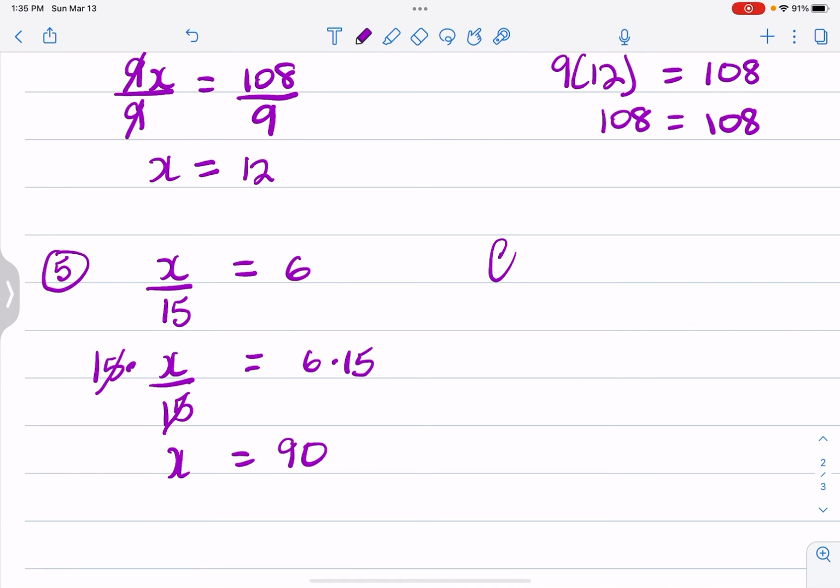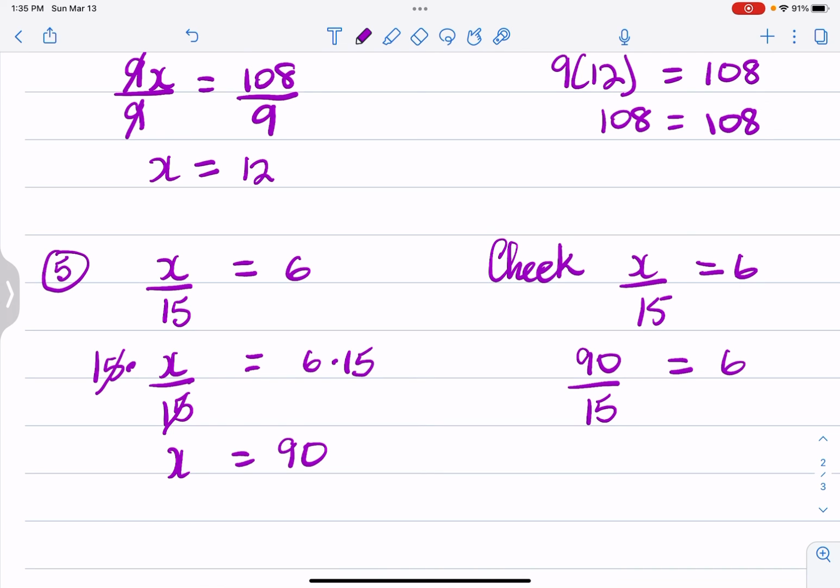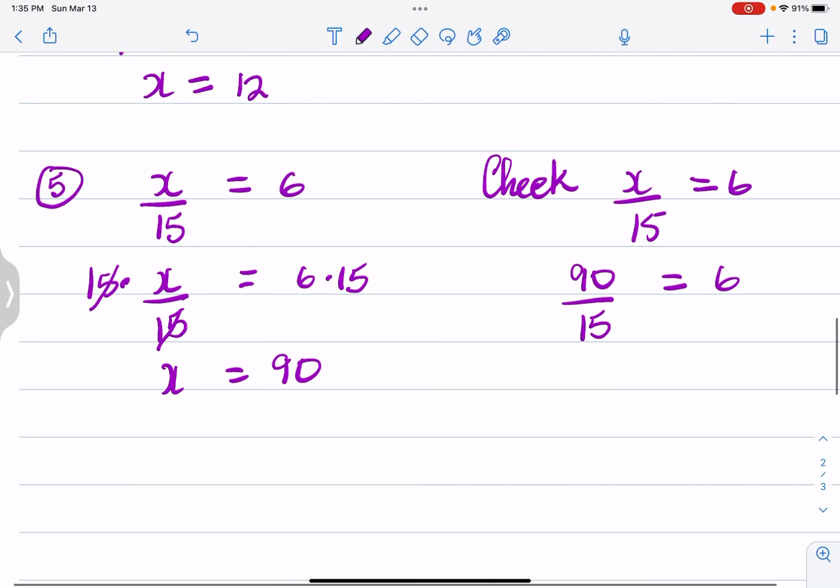Now we must check. So x divided by 15 equals 6. Replace x with my answer. That was 90 divided by 15. Does that equal 6? Yes, 90 divided by 15 is 6. So 6 equals 6.